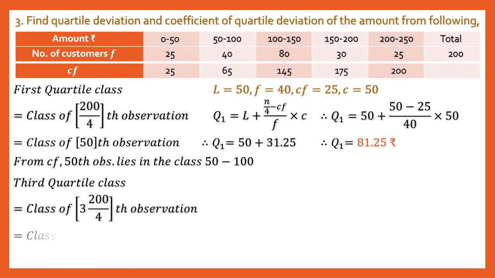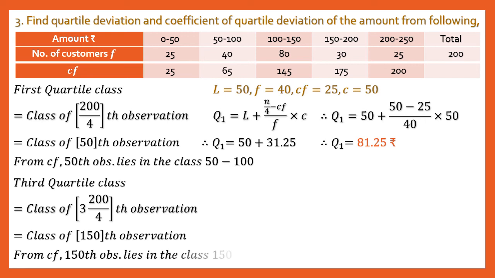upon 4th observation, and that would be 150th observation. Now from the CF you can see that 150 falls under the CF 175, and 175 is in front of the class 150 to 200. So my 150th observation lies in the class 150 to 200. So my lower limit here will be 150, the frequency 30, the CF 145 and the class length 50.